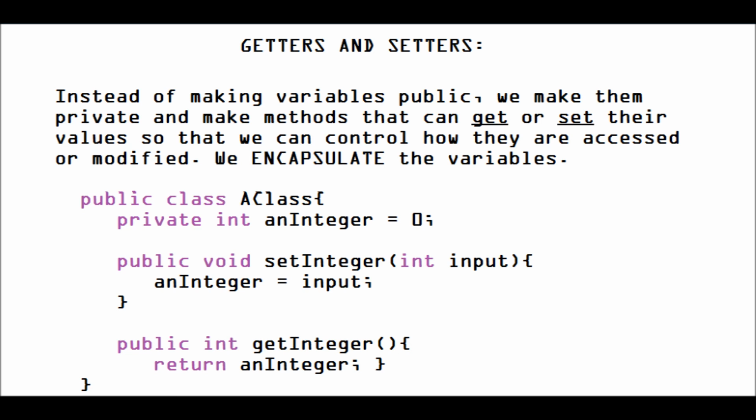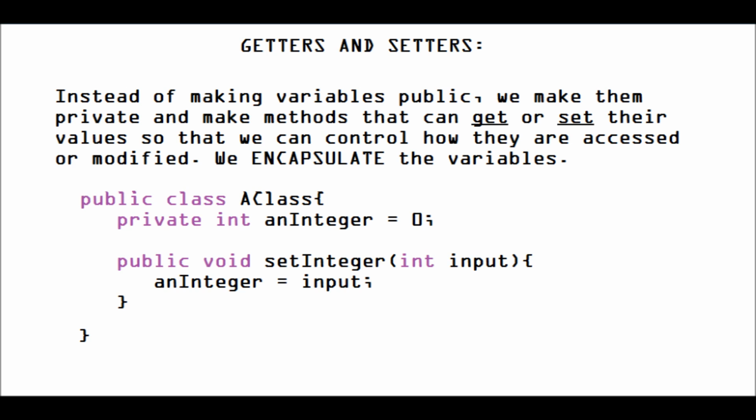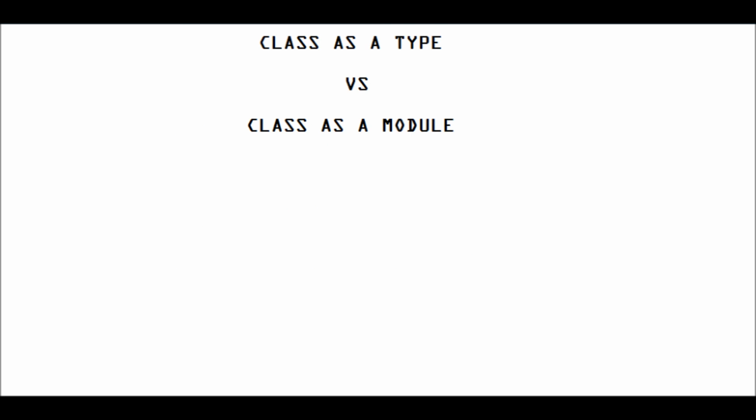In addition, if you want it to be a read-only integer, you can only have the get integer and not have the set integer, and that'll be a read-only variable. And the same thing with the write-only variable. You can have only a setter method and not have a getter method, and then that'll be write-only, but you won't be able to access the value. And so you have much more control over how the variable is accessed and what you can do with that variable.